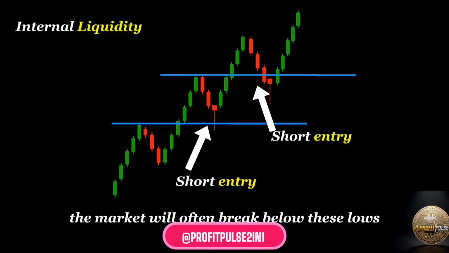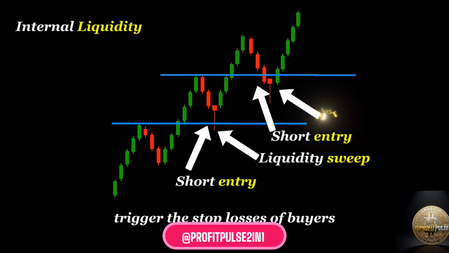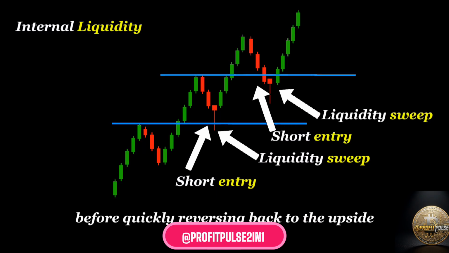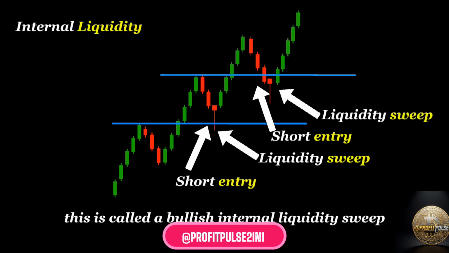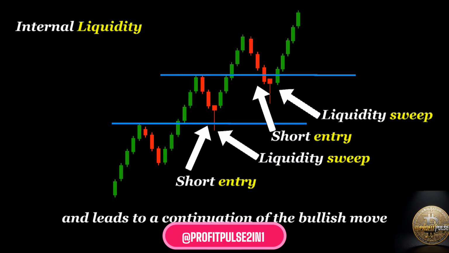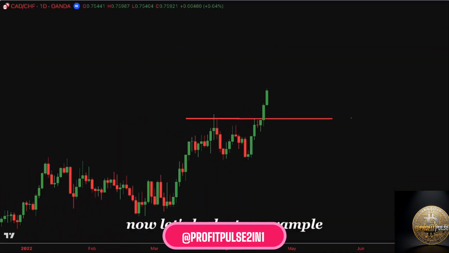The market will often break below these lows, trigger the stop losses of buyers and trap sellers into short positions before quickly reversing back to the upside. This is called a bullish internal liquidity sweep because the sweep occurs within an uptrend and leads to a continuation of the bullish move. Now let's look at an example.